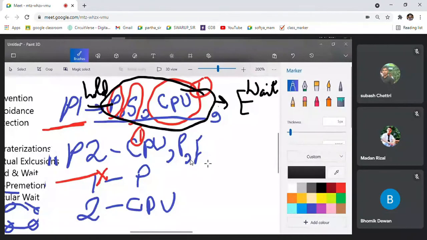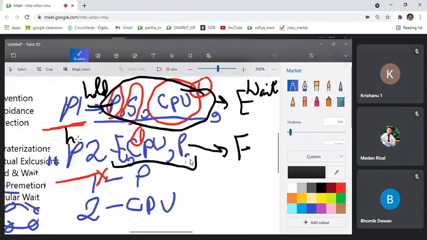Now let us say resource E is with P2, and P2 has started its execution. To complete its task, it needs resource F. So it holds E, it will keep it with itself because it has not completed its task. It is waiting for F. जब ये इसके लिए wait कर रहा है, it is not releasing this.